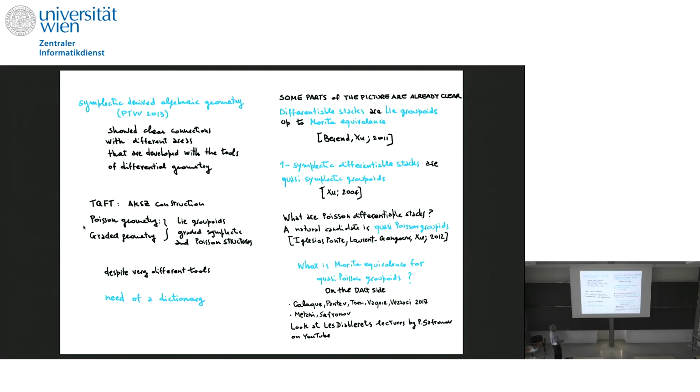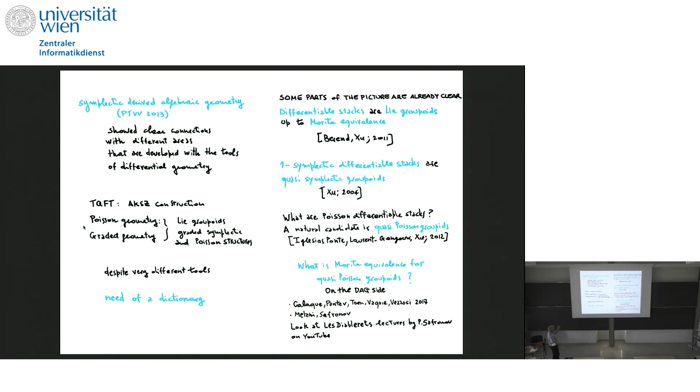So in the last, say, 10 years, there was this explosion of interest driven by derived algebraic geometry. In particular, things started with this paper by Pantev, Toën, Vaquié, Vezzosi in 2013 about shifted symplectic structures. And for two people working in more differential geometry, coming from Poisson geometry in a very broad sense, there were immediately very clear, striking similarities with structures and constructions that we knew very well. But the tools were completely different, and to me, at least, very difficult to understand.